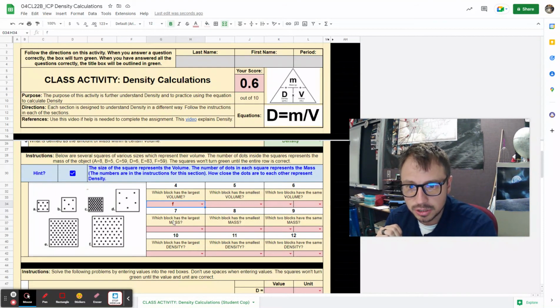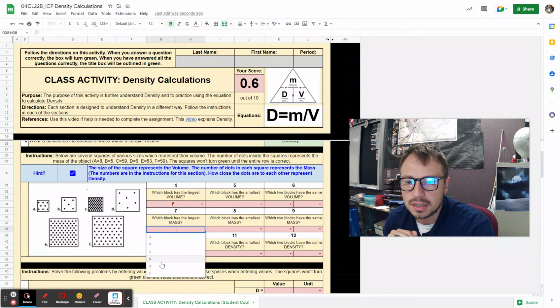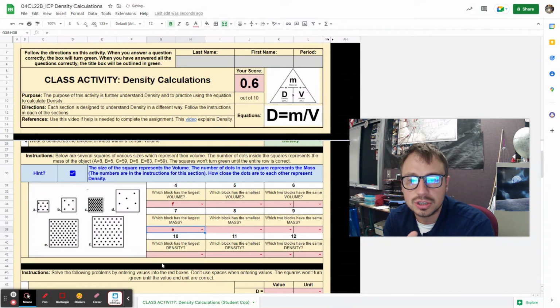So which block, let's do number 7. Which block has the largest mass? So that would be the largest number of those dots. So I can go in and individually count them, but up here I can see here that E is going to have the most. E has 83 dots. So I'm going to go in there and click E. Now, once again, it's not going to turn green until I get question 8 and then question 9 correct.